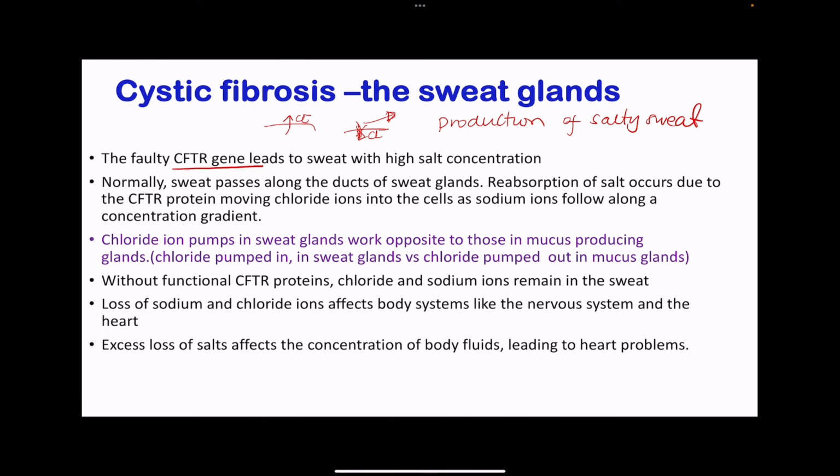Normally, the sweat passes along the ducts of the sweat gland. Reabsorption of the salt occurs due to the CFTR protein. Like I've already said, the chloride ions are taken up into the cells, and the sodium ions are going to follow along a concentration gradient. So if the CFTR protein is not functioning properly, there is going to be more chloride and sodium ions remaining in the sweat, and that will mean that the sweat is going to be salty. Also, there is going to be a loss of sodium and chloride ions from the body, and this is going to affect other body processes that depend on sodium as well as chloride ion concentration. For example, nerve impulse transmission, as well as the way the heart functions.